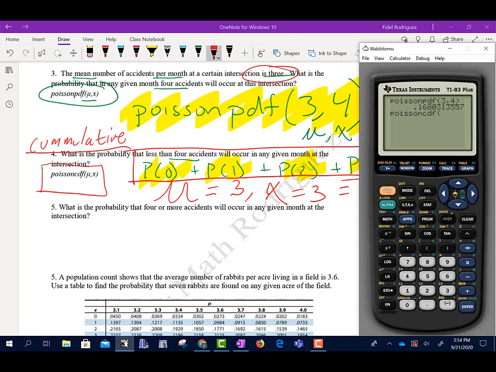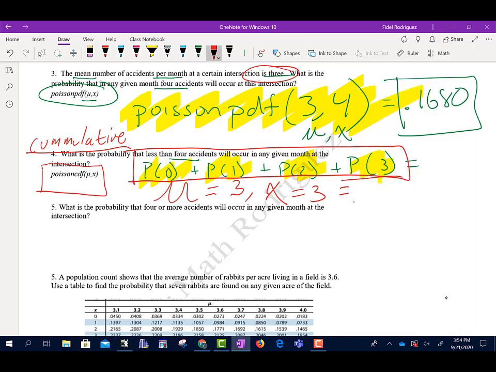Okay, second vars. I tapped it too many times. Here we go. Enter. Okay, and now I'm going to hit 3, comma 3. Close off my parentheses. I'm going to hit enter. And I'm coming up with 0.6472. Okay, so 0.6472. Okay. All right.